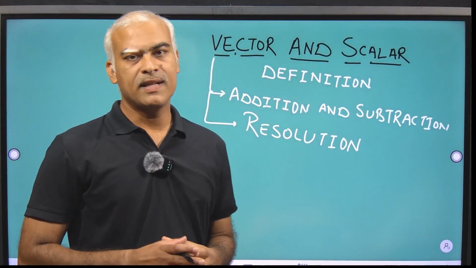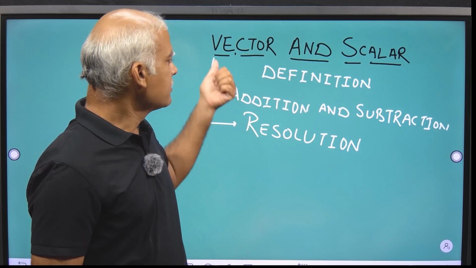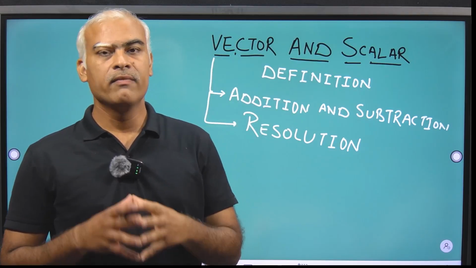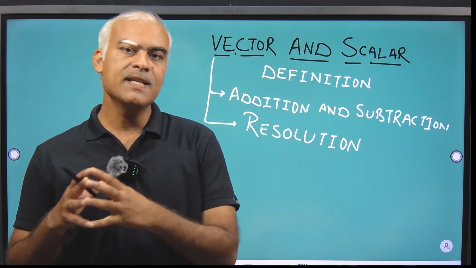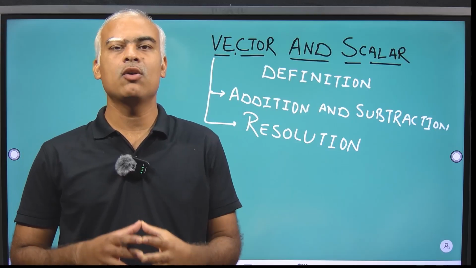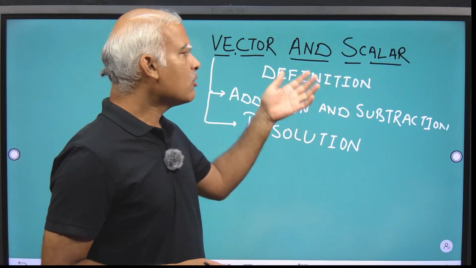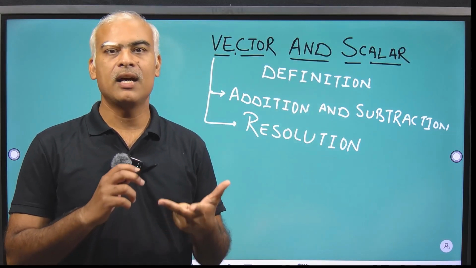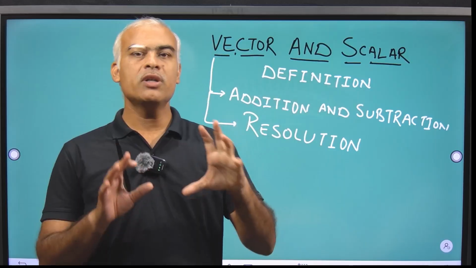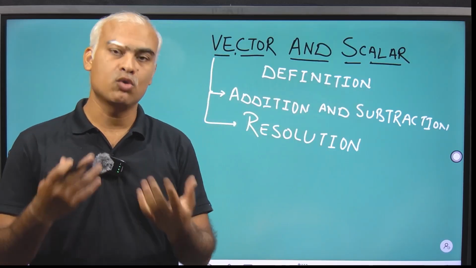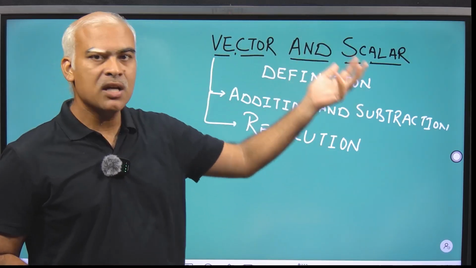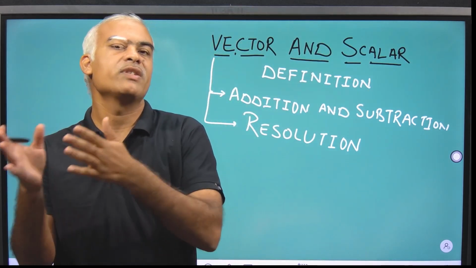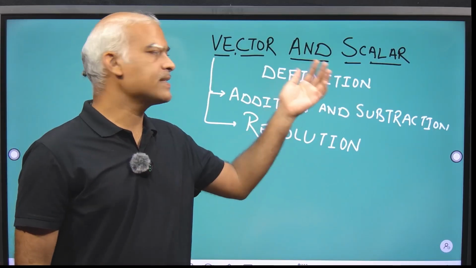The fourth part of the subunit of this unit is vectors and scalars. Vectors are those physical quantities which have a particular direction as well as magnitude, whereas scalars only have magnitude. Scalars are volume, mass, pressure, density. These are the quantities which do not require any particular direction to be understood. If I say there is a mass of 20 kg, no one will ask me in which direction the 20 kg is. So direction is not necessary for a scalar to be defined.